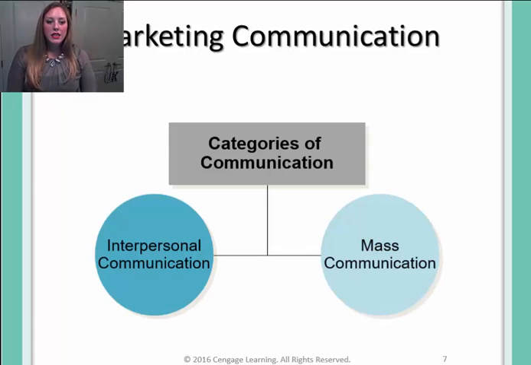Communication can be divided into two major categories: interpersonal communication and mass communication. Interpersonal communication is direct face-to-face communication between two or more people. Mass communication refers to communicating a concept or a message to a larger audience, usually through the use of some mass medium, such as television, newspapers, social media, etc.